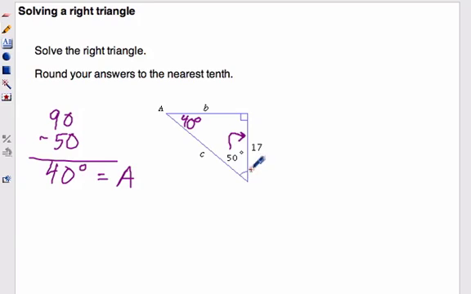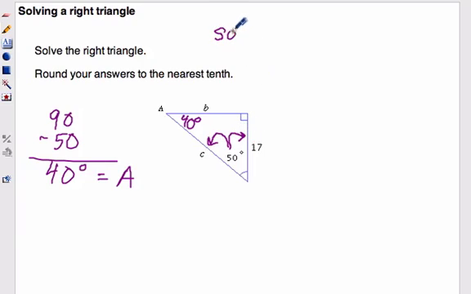Now what I would do is use this 50-degree angle and the 17 whenever I'm calculating my other values, because if you do make a calculation error in one part, it's not going to affect the second value that you're finding here. So, let's go ahead and calculate C first. It doesn't really matter. Okay, so this would be the hypotenuse and the adjacent side.